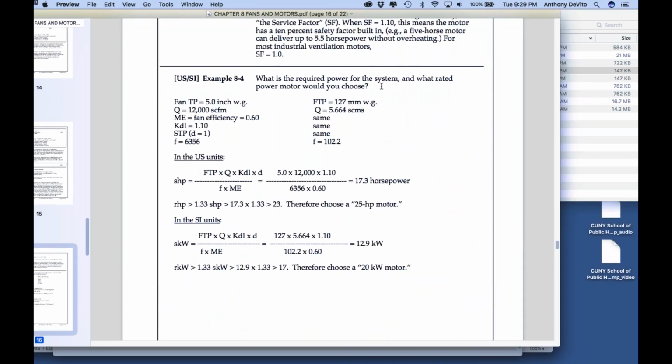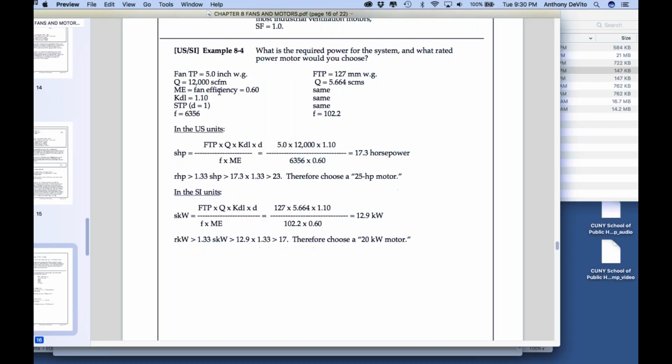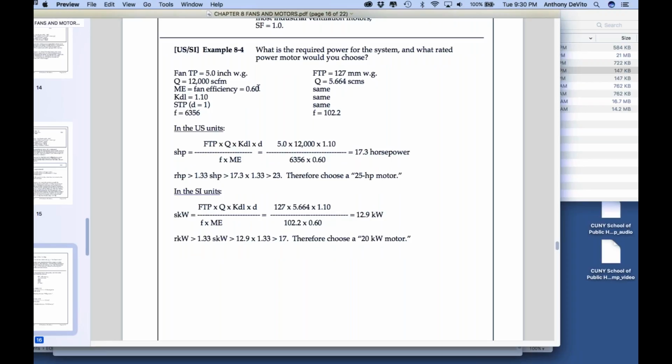What is the required horsepower for this system, and what would be the rating of the horsepower you would choose? So fan total pressure is 5 inches. No problem, we can calculate that, right? We're all okay with calculating fan total pressure, a simple formula, right? Static pressure on the outlet minus static pressure on the inlet, right? That's the fan total pressure.